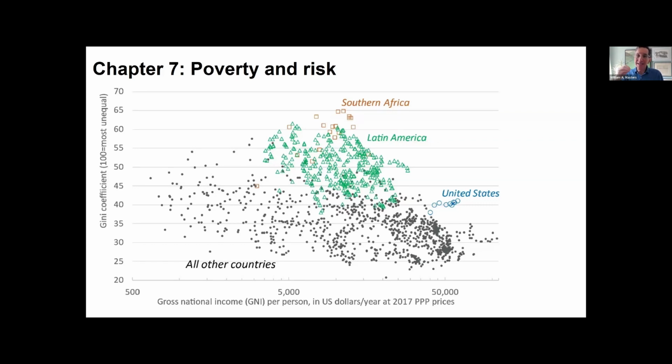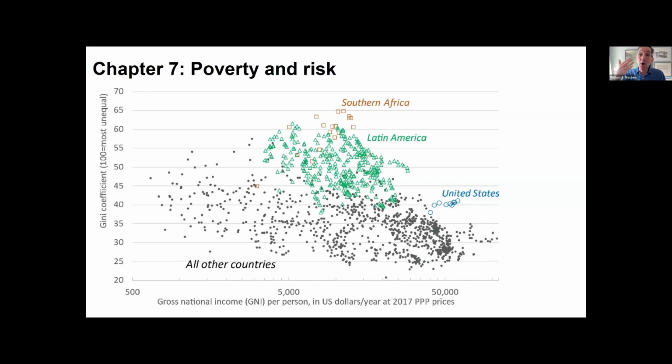We try to show as much data as possible in a data visualization that is surprising and interesting. So what you see in this example is that all other countries, as the dark gray dots, as the countries are richer along the horizontal axis, their level of inequality, where a higher number is more unequal, is greater. So richer countries have less inequality. Richer countries are more equal, except for these societies.